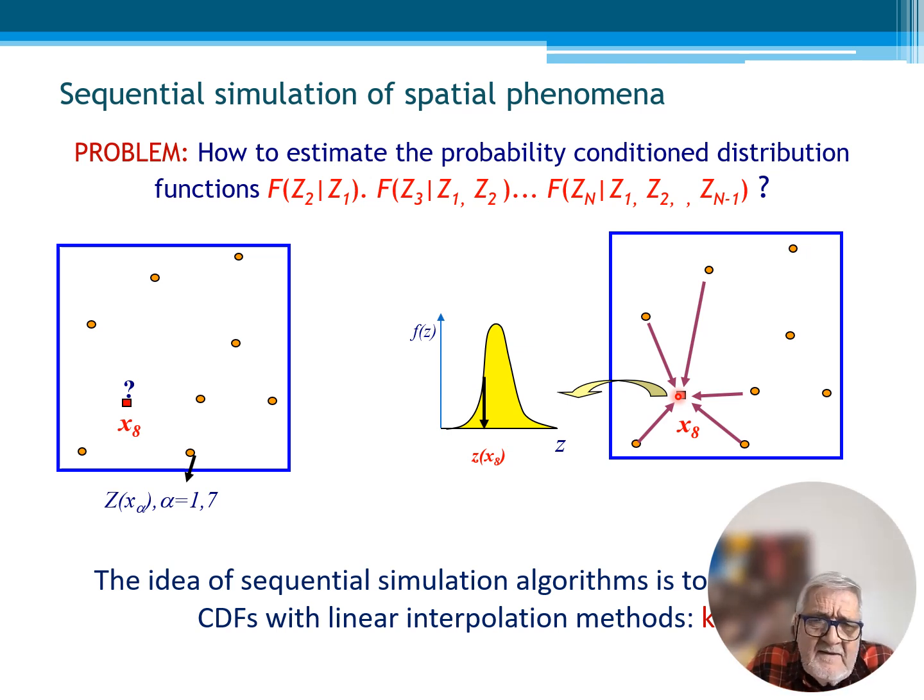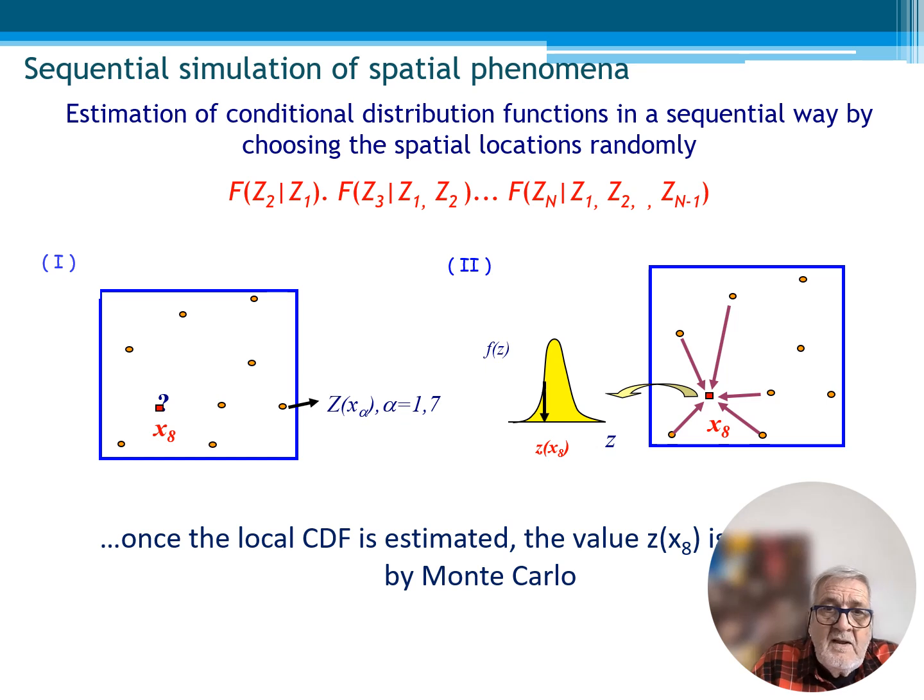And we have to imagine a method to estimate this conditional distribution through the known values around. This is the idea of the sequential simulation algorithms of geostatistical sequential simulation: to obtain the local CDFs, the local conditional distributions, through linear interpolation methods, simple methods like kriging, not just to obtain the average value that you got in your previous course, but to obtain the distribution. So we generate this value, we move to another one. It's always the same procedure. We randomly choose and we estimate the local distributions and so on.